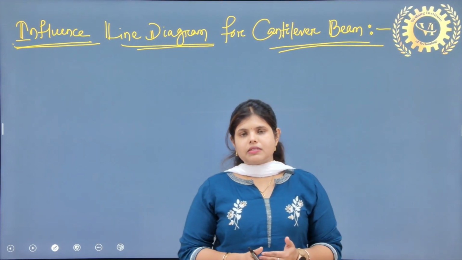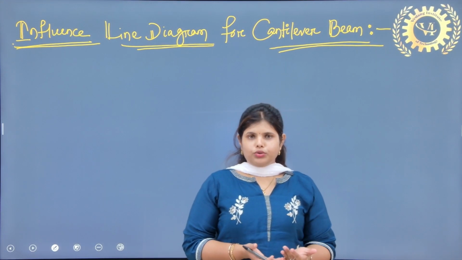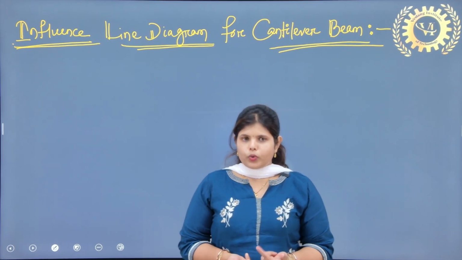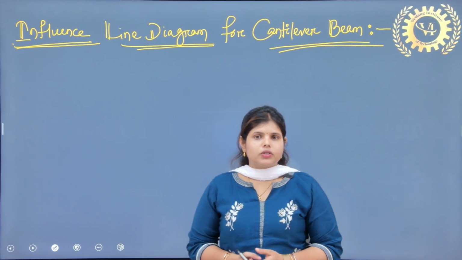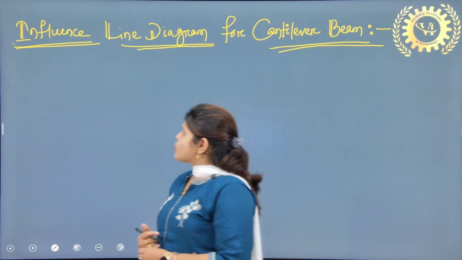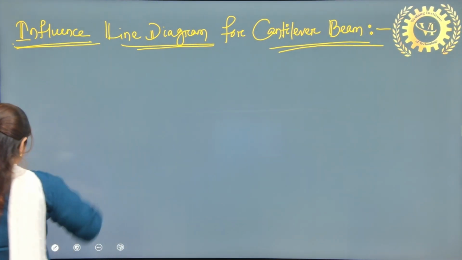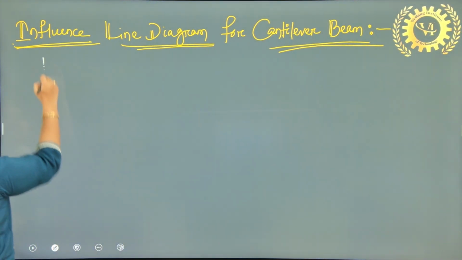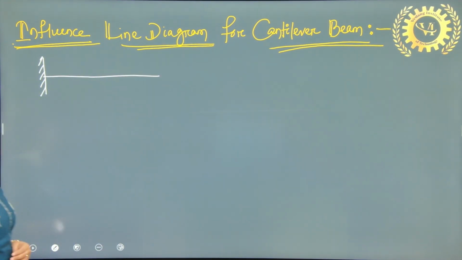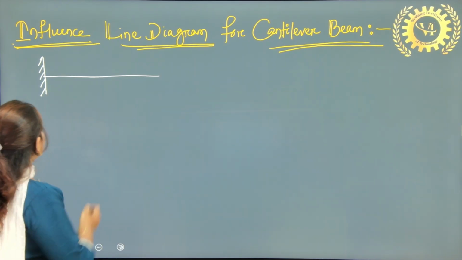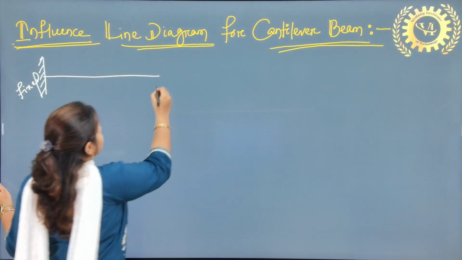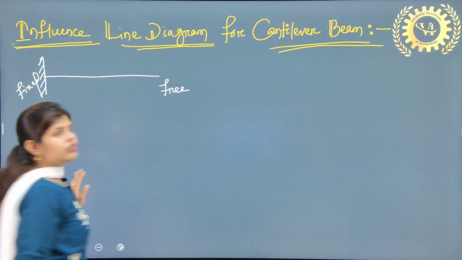In our previous class, we learned how to draw the influence line diagram for a simply supported beam. So today in this class, we will discuss how to draw the influence line diagram for a cantilever beam. So let's start by drawing a cantilever beam. We know that a cantilever beam is nothing but a beam in which one end is a fixed end and the other end is a free end.